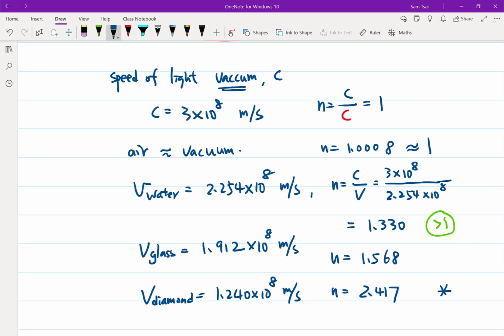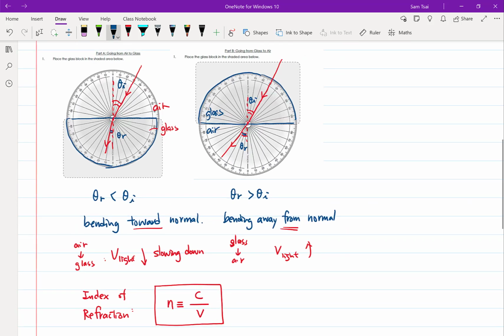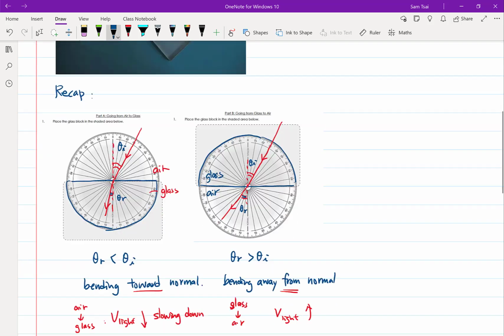You don't need to remember these numbers. These numbers will be given, so you don't need to worry about it, but you need to know how to use them in calculation. And now I think this is the phenomenon, the experiment and the phenomenon you can see.